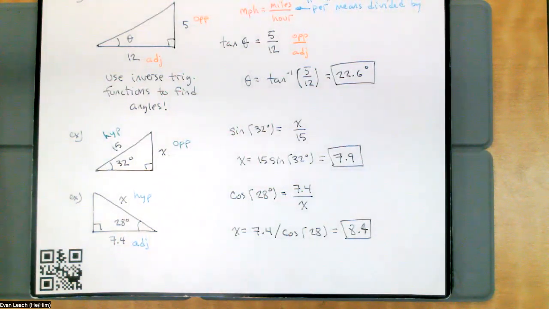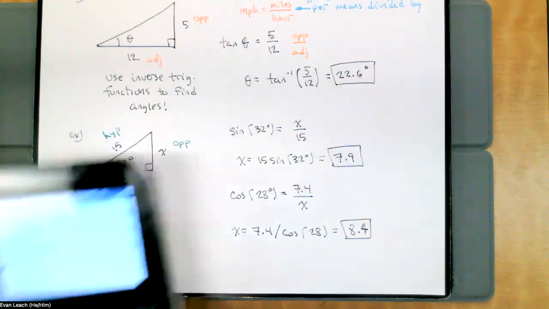So in this case, we have adjacent and hypotenuse as the pieces that were given, and the angle. So we're going to use cosine. The weird thing is the variable we're looking for is in the denominator. So if 3 is 6 divided by 2 and 2 is 6 divided by 3, the 2 and the 3 just trade places. And we do x is 7.4 divided by cosine of 28. And then we type that on our calculator.